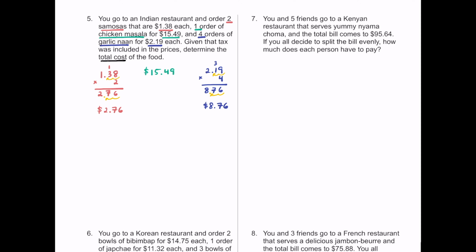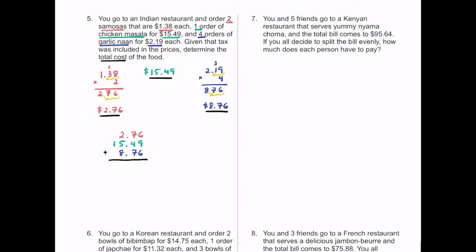So to find the total cost of the food, we should add these 3 total amounts of money to get the total cost for all 3 different dishes. So for the total cost, let's go ahead and start with the $2.76. Then we have the $15.49, so make sure we line up the decimals just like this. And then we have $8.76, so make sure we line that up as well. However, the order is okay as long as the decimals are all lined up here.